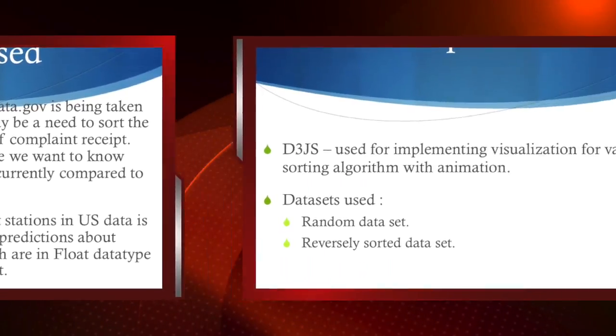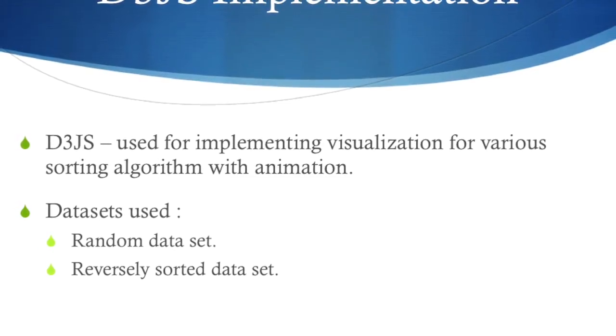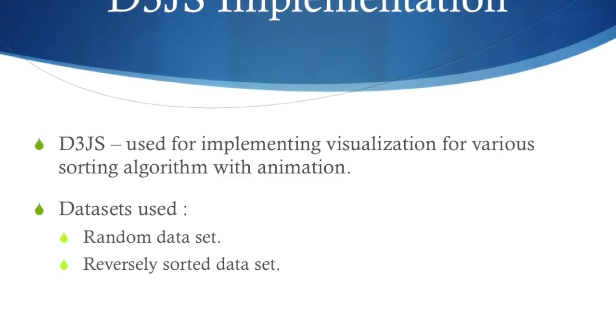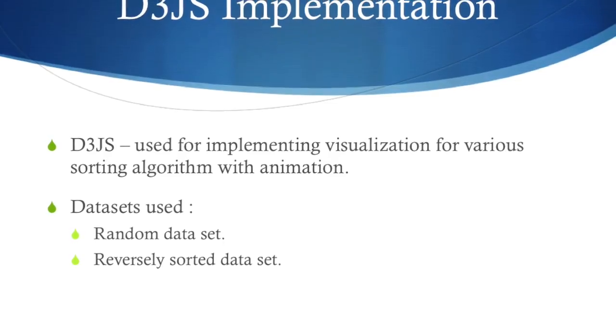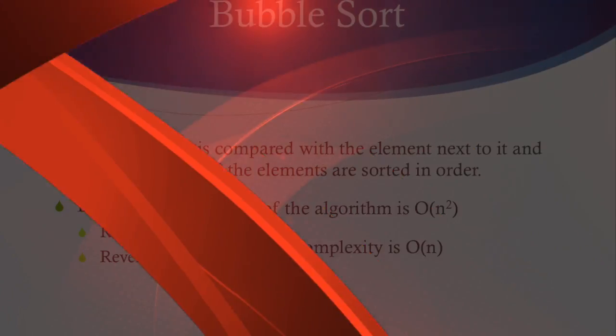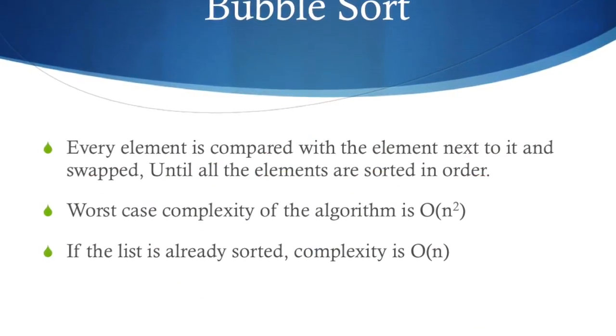Now, in this project, I have used D3JS for implementing visualization of various sorting algorithms with animation. Random datasets and reverse datasets are the two datasets which I have used to show the various sorting algorithms with animation in this project. Now I am going to show the animation for bubble sort.